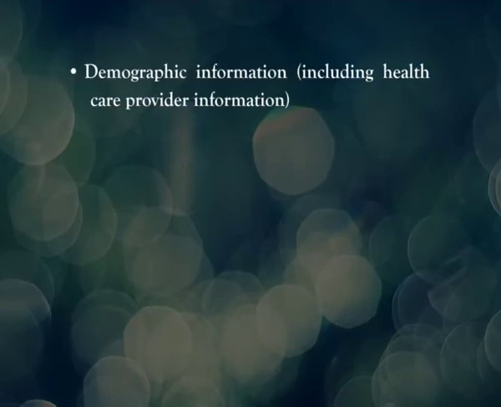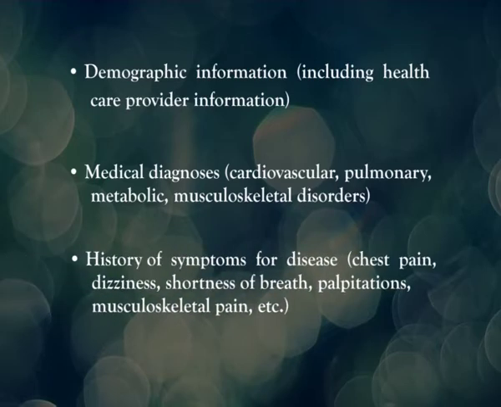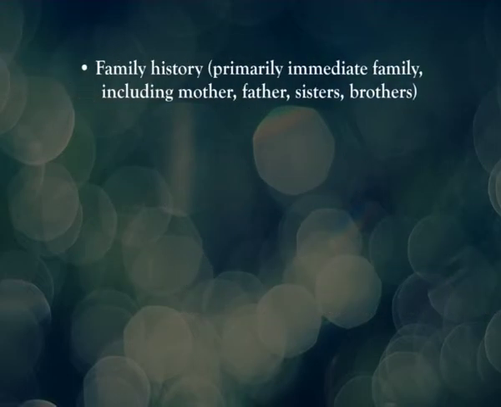In general, the HHQ should cover a number of basic areas. Number 1, demographic information including healthcare provider information. Number 2, medical diagnosis including cardiovascular, pulmonary, metabolic and musculoskeletal disorders. The third area, history of symptoms for disease, that is chest pain, dizziness, shortness of breath, palpitation, musculoskeletal pain, etc. Number 4, family history, that is primarily immediate family including mother, father, sister and brother.